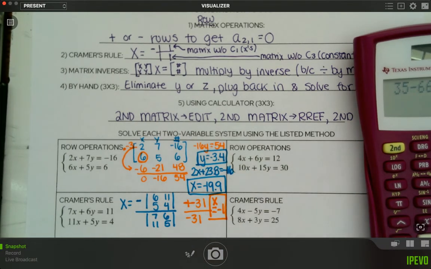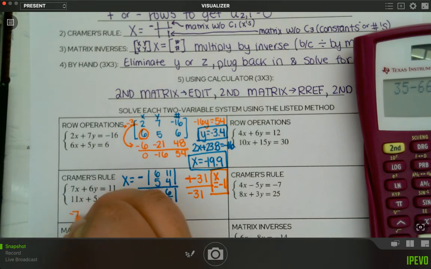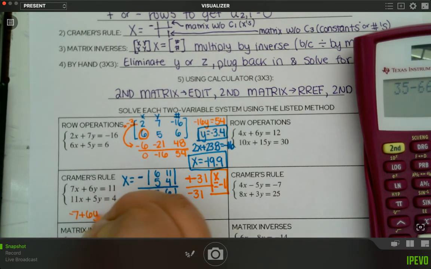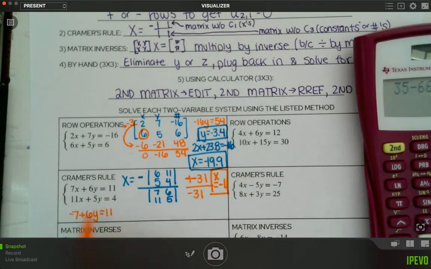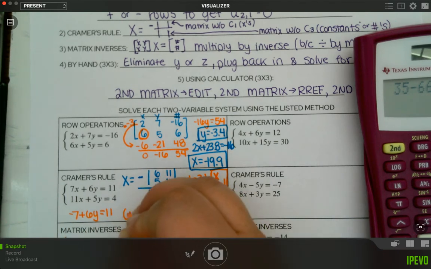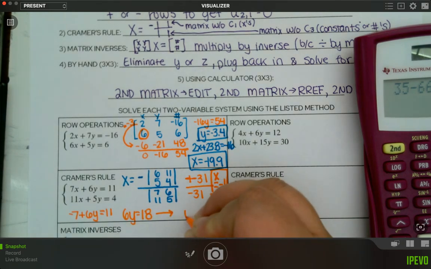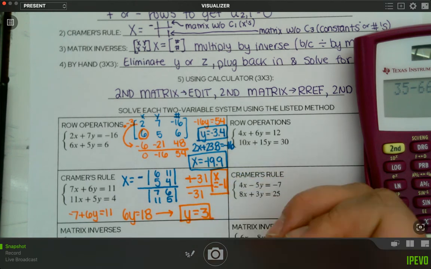And then you just take that x and you plug it back in to find y. So when I plug it in next to the 7, 7 times negative 1 is negative 7. And I'm going to add that 7 to the other side. So I get 6y equals 18. Divide by 6, y equals 3. And that's Cramer's rule.